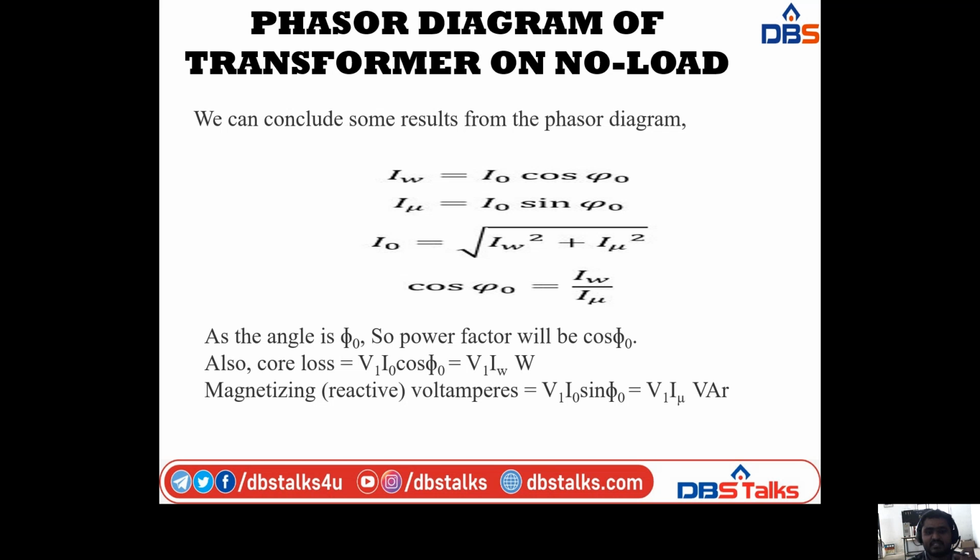From this, I am writing cos phi naught, that is the no load power factor. Cos phi naught is equal to IW by I naught, that is, working component by total current. As the angle is phi naught, the power factor will be cos phi naught.